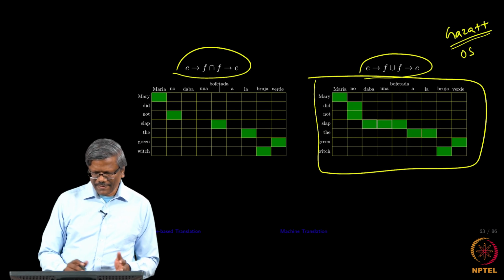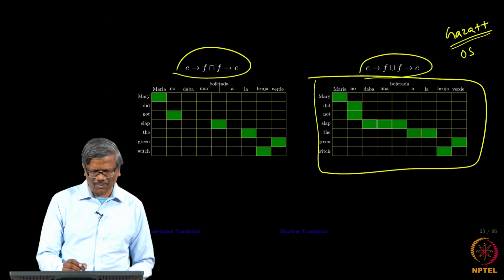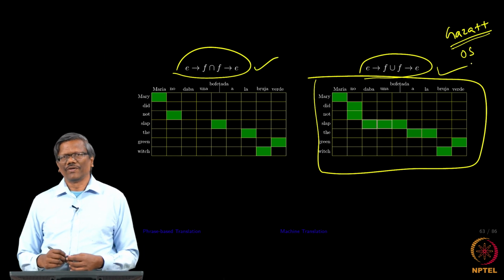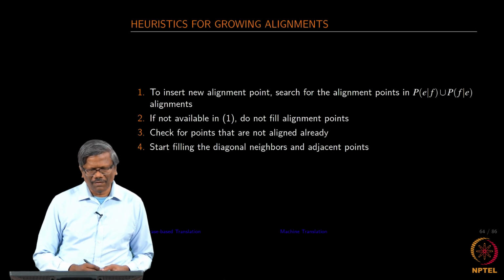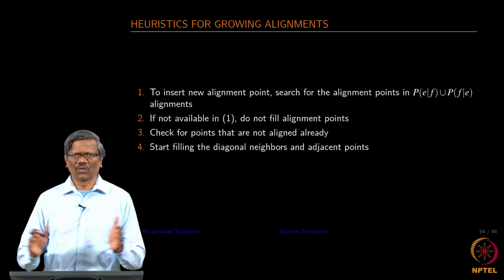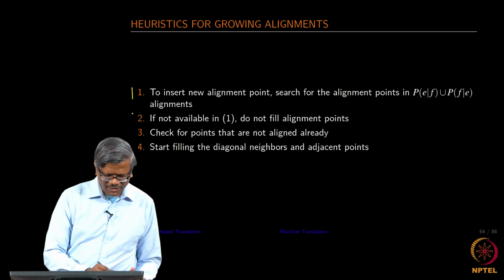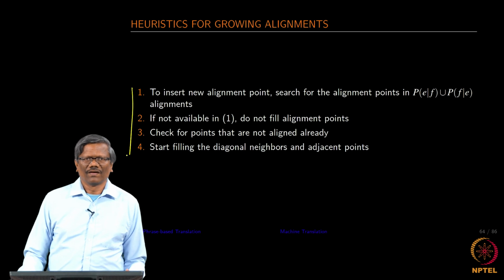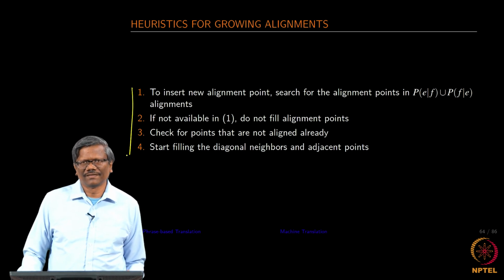So, how do we really start creating the alignments? Now, we have in the symmetrization process an intersection of the alignment and the union of the alignment, right. So, now we need to really form an algorithm to grow our alignments properly, and these are the 4 steps that you would like to use to align the foreign sentence and the English sentence.